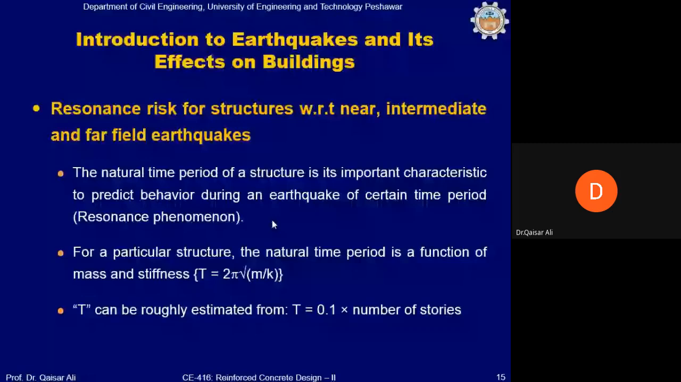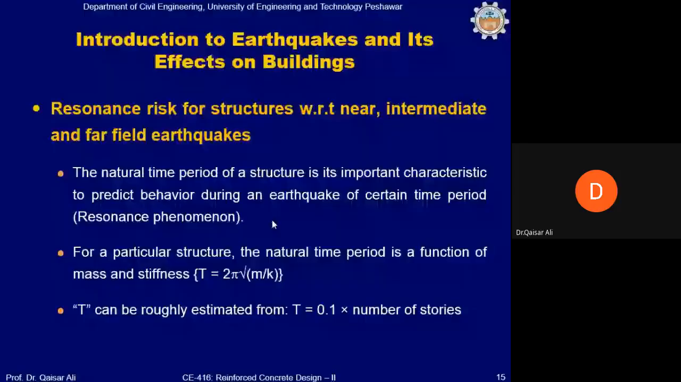Now we know that every structure has a natural time period, and this can be one or more, can be many time periods. It's not only one time period that the structure would have. The natural time period of a structure in a particular direction will be different than the natural time period in another direction. The natural time period of a structure is its important characteristic to predict behavior during an earthquake of a certain time period, the resonance phenomenon.